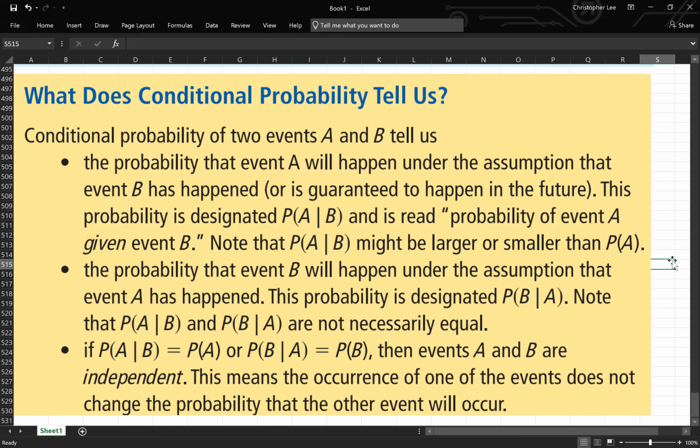All right. If the probability of A given B is equal to the probability of A, or the probability of B given A is equal to the probability of B, then the events A and B are independent. This means the occurrence of one of the events does not change the probability that the other event will occur.